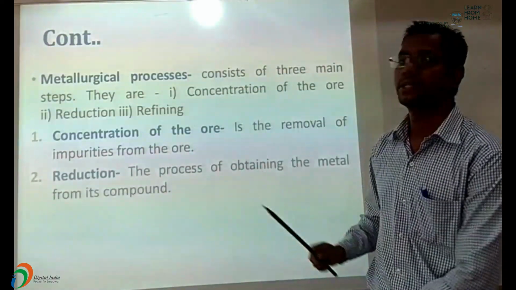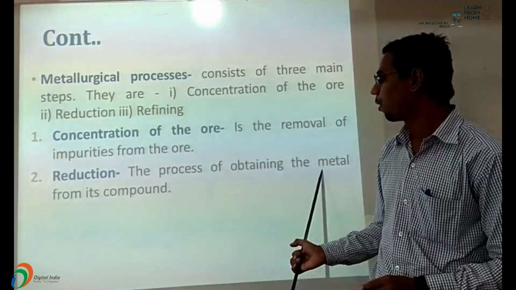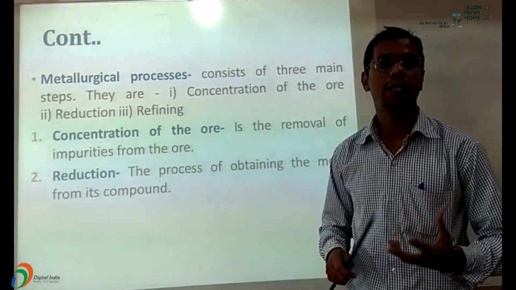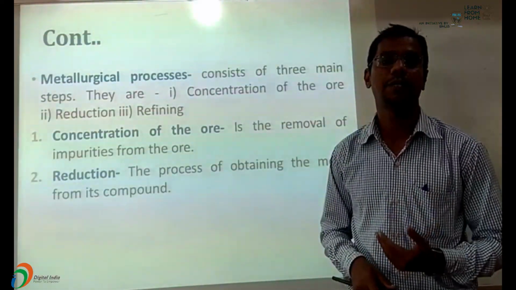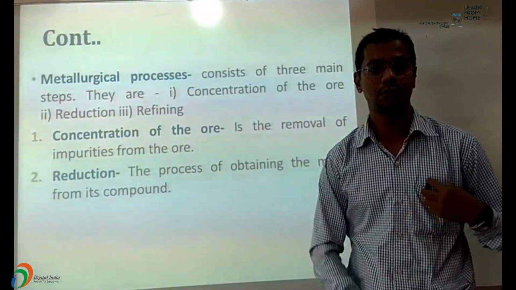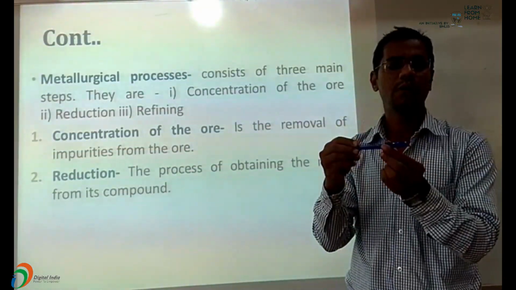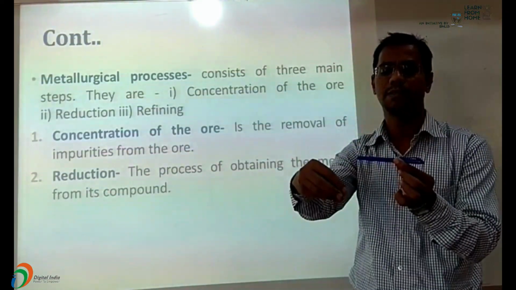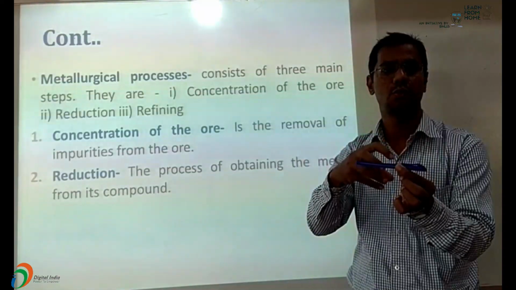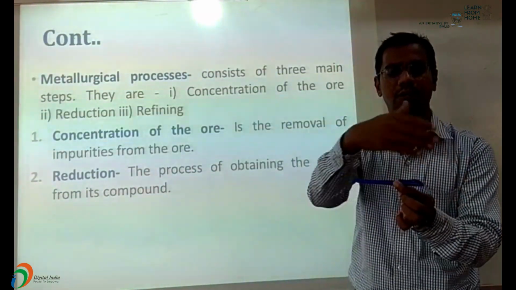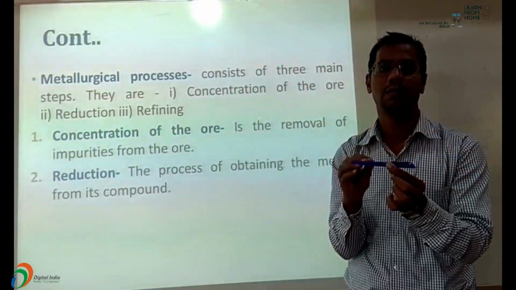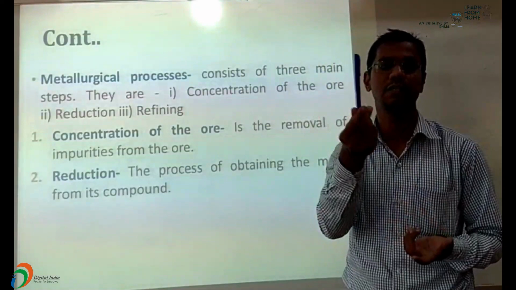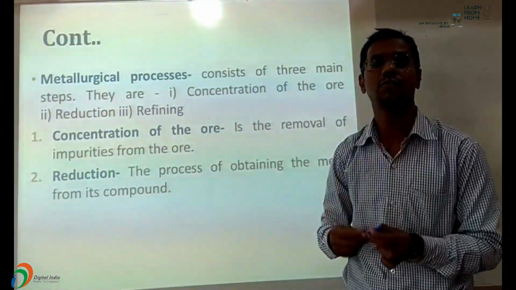The second is reduction. What is meant by reduction? The process of obtaining the metal from its compound. How can we easily obtain a metal from its ore? Suppose along with this ore, some other impurities may be present. Maybe sand, soil, gravel, stone, or clay. When we remove all these impurities, we get ore. Obviously, we increase the percentage of ore and the percentage of metal.